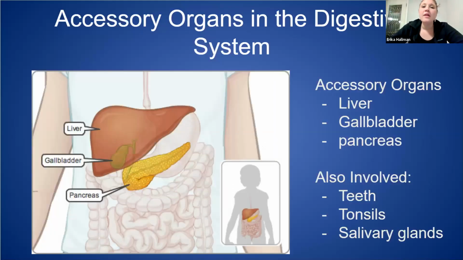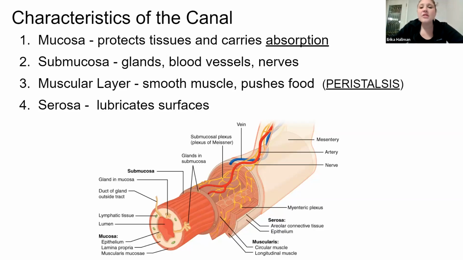anus. The accessory organs that help aid the digestive system in that alimentary canal we discussed are things like the liver, the gallbladder, and pancreas, and we'll go over their functions a little bit later. Some other things that we'll go over that help aid in digestion are things like teeth, tonsils, and salivary glands. Right? So let's first start by talking about the structure of the actual alimentary canal, so that big long tube that is inside of you.